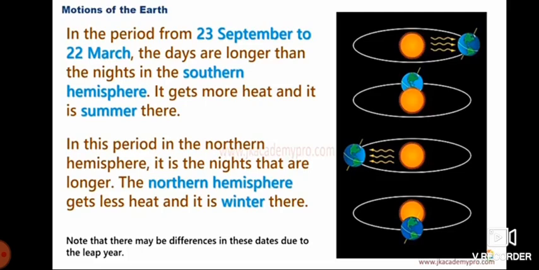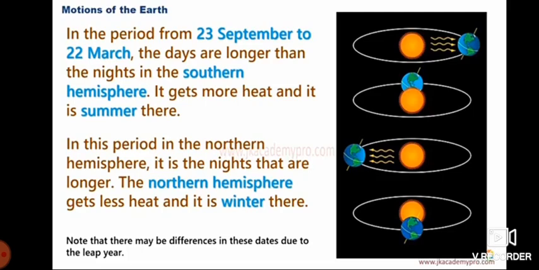Understood? At the same time, see, in this period in the northern hemisphere, it is the nights that are longer. So when in the southern hemisphere days are longer, at that time in the northern hemisphere nights are longer. Okay, that means the northern hemisphere gets less heat and it is winter there.